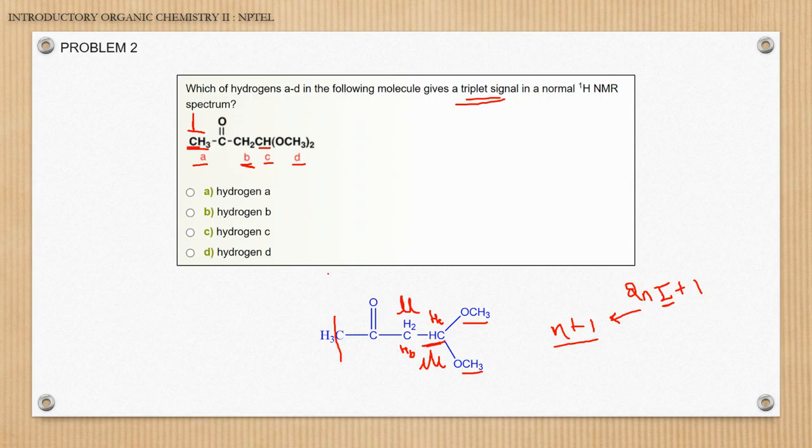So here we will see that the triplet signal for Hc protons is because of the splitting by the Hb protons. So the correct answer will be that hydrogen C will give you the triplet signal in 1H NMR. I hope it is clear to all of you. If you have any doubt, any problem regarding this question, please ask me right now.